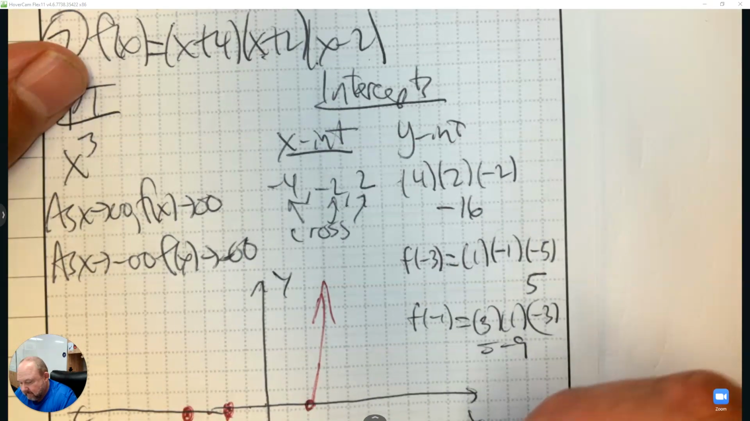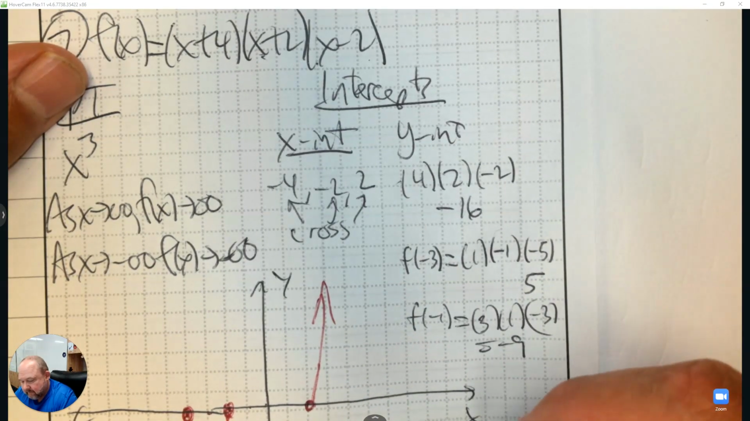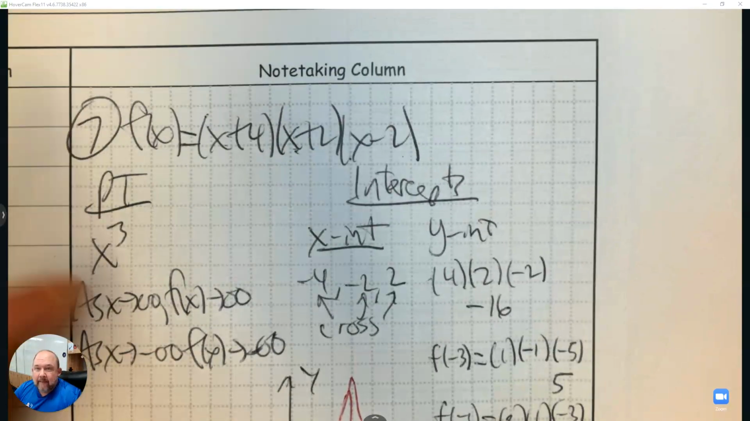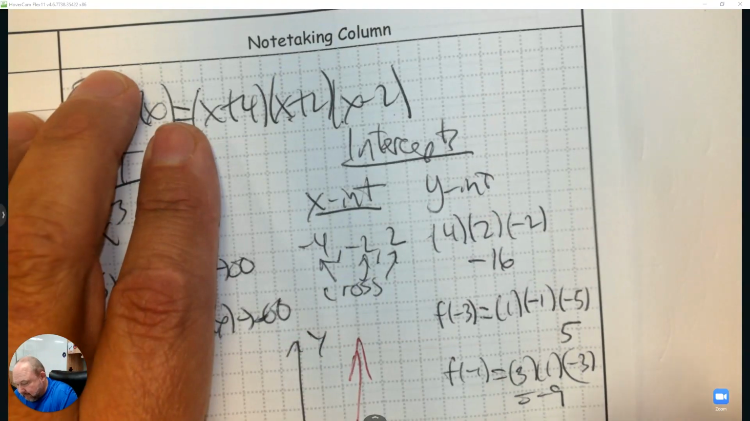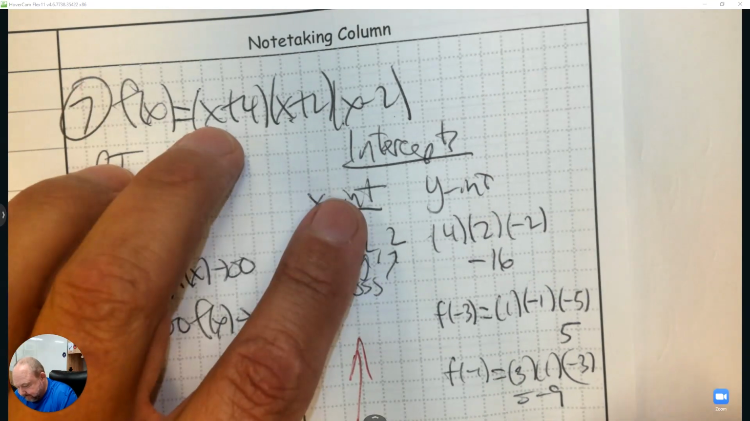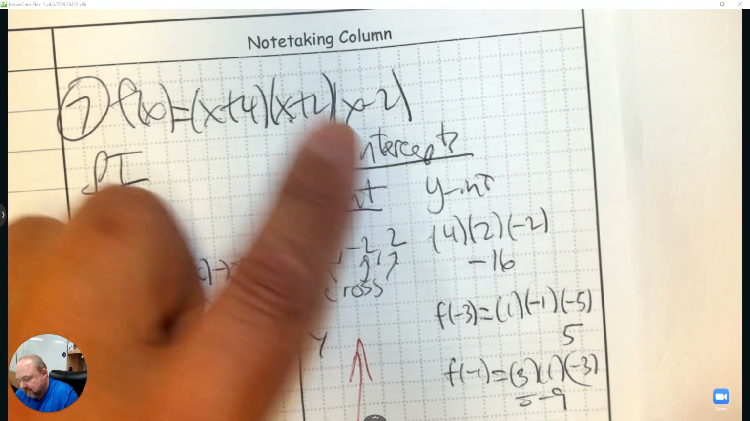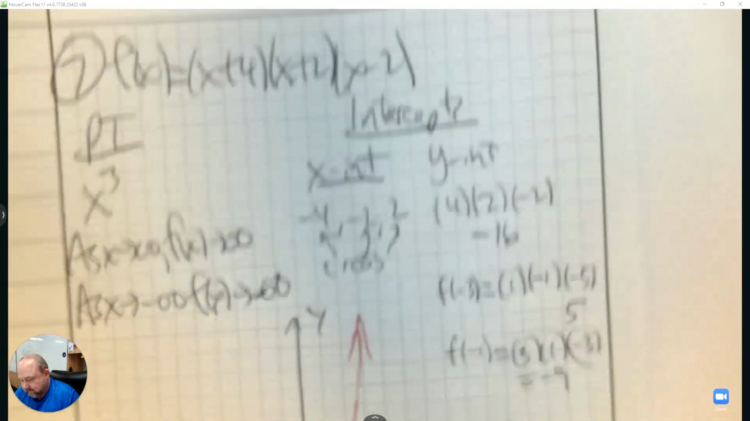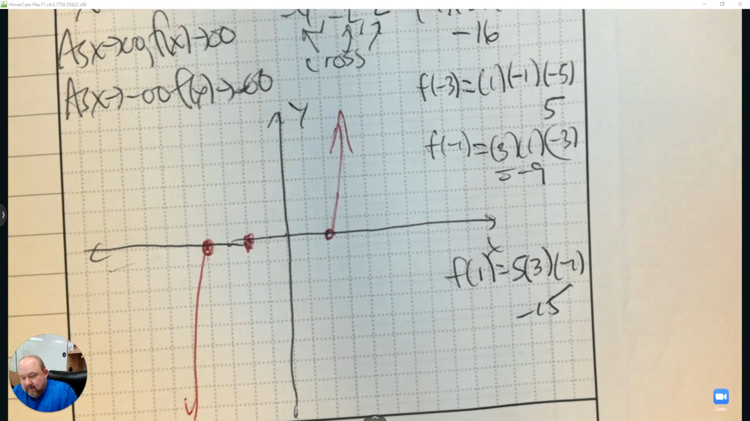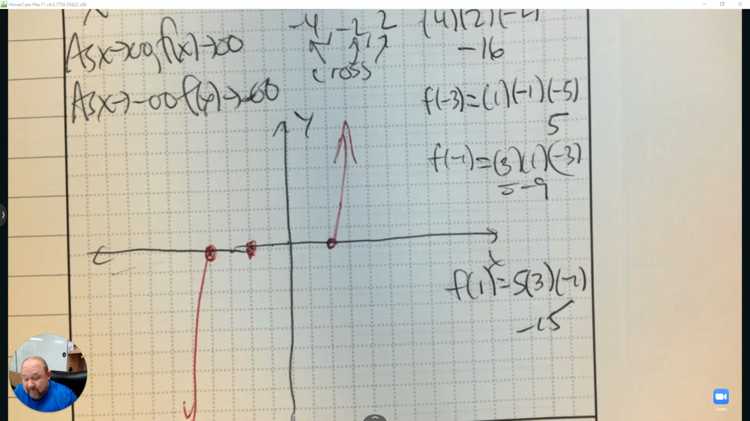I'll do it one more time here. +1. So 1 plus 4 is 5. 1 plus 2 is 3. And then 1 take away 2 is -1. So I get -15. So -16 is the lowest point there.